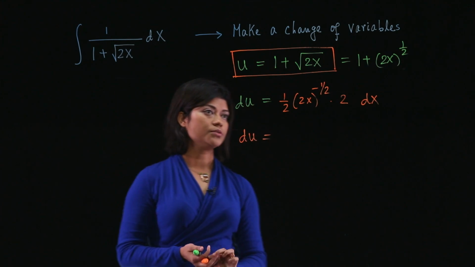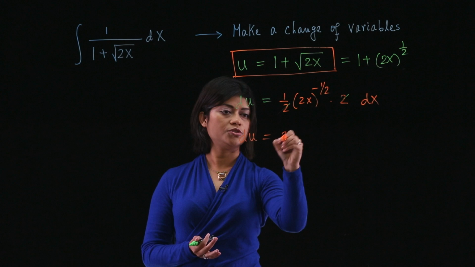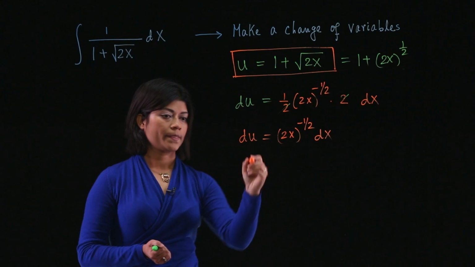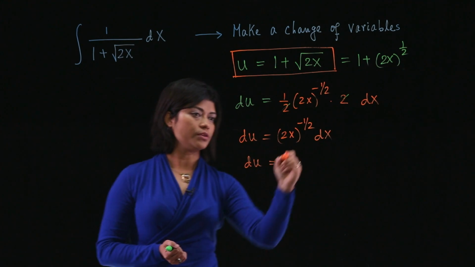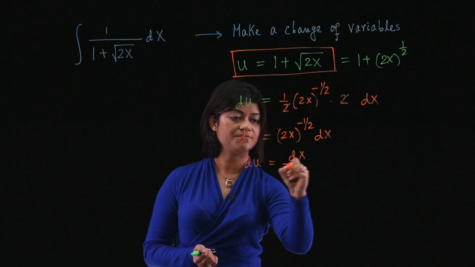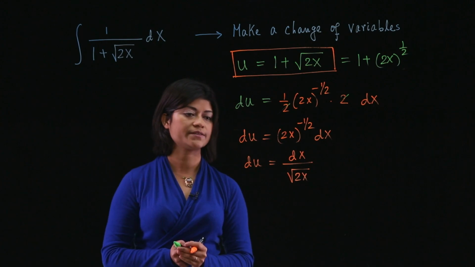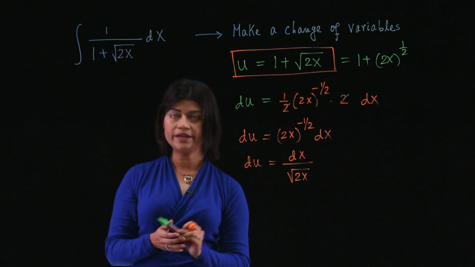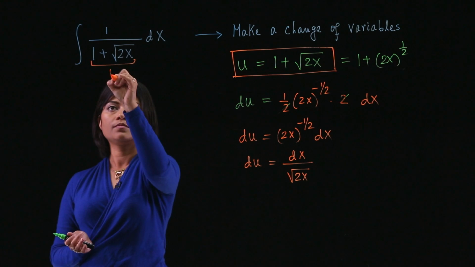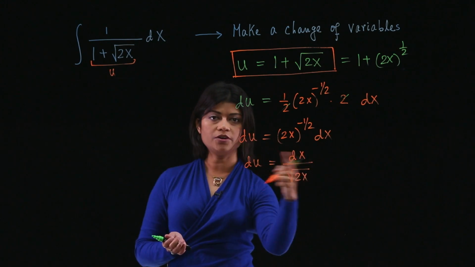So du is equal to, let's see, the 2 cancels. So du will be equal to 2x to the power negative 1/2 dx. So du is equal to, make the exponent positive by bringing it in the denominator. So it's dx divided by square root of 2x, because 2x to the power 1/2 means square root of 2x. Okay, so notice what we're going to do, right? Here, the denominator is replaced by u. And then we have to figure out what is dx equals, right? So let's solve for dx.